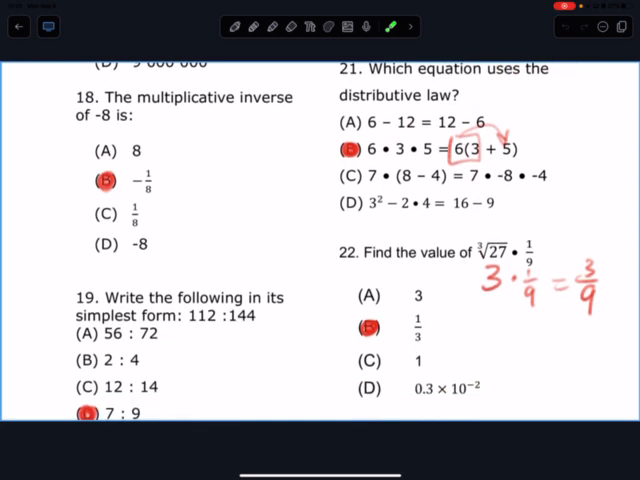18, multiplicative inverse. What is the multiplicative inverse? Your answer has to be 1. So minus 8 multiplied by what is minus 1? That's the answer. Easy. Minus 1 over 8. Easy peasy.